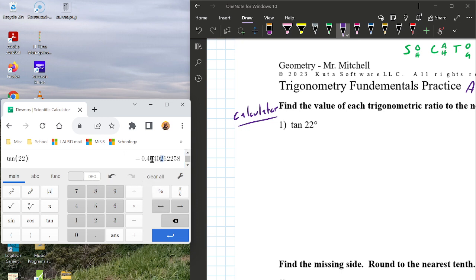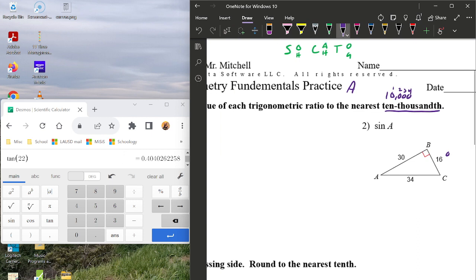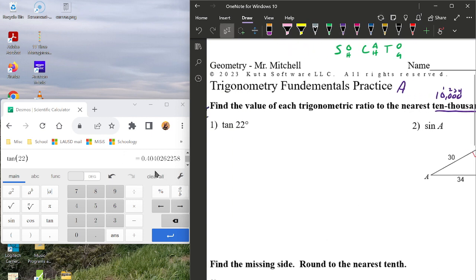Now notice, we are rounding here to 10,000ths. That's 1, 2, 3, 4 decimals. Okay, we actually look to the 5th one. So we've got 4040. That's the 10,000ths. I look at the 2, that says round down. So it just goes in as 0.4040. And that's my answer.